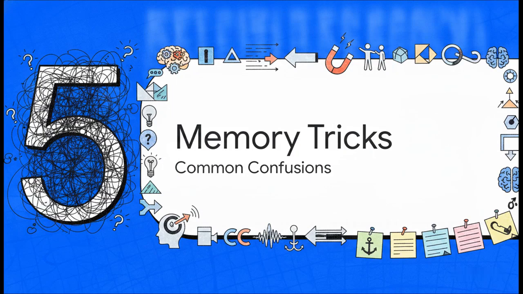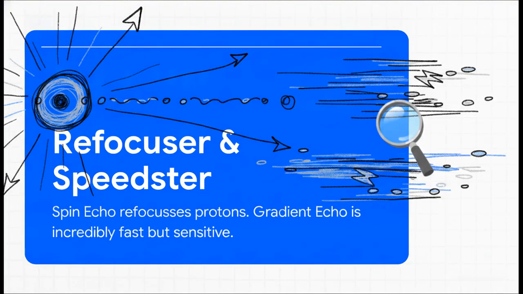Before we wrap up this explainer, let's clear up some beginner confusion and give you a really sticky memory toolkit. If you ever freeze up during an exam, just fall back on these nicknames. Spin echo is the refocuser. Why? Because it literally uses a 180-degree RF pulse to refocus the protons, fixing the image and eliminating imperfections.